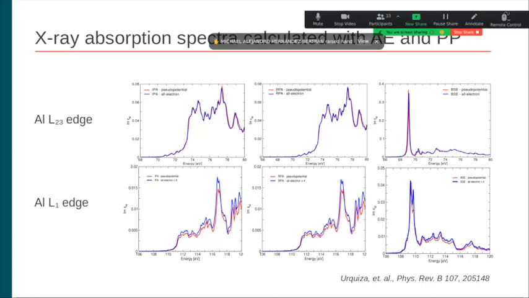Just an idea could be to compute L2 and use the experimental splitting to get the L3, but it would be more complicated to use explicitly the fully relativistic pseudopotential. Okay, thanks. Thank you.